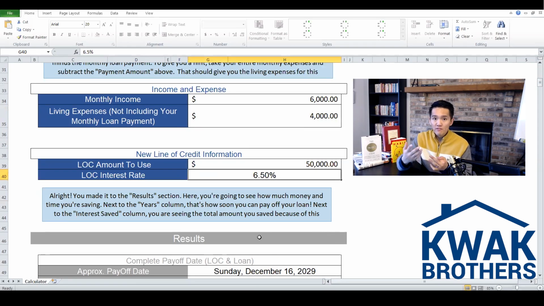This may vary. I've seen a line of credit interest rate as low as 5%. I've seen as high as 12%. Again, this may vary depending on which line of credit product you use. You might be using a home equity line of credit, a personal line of credit, a business line of credit. Whichever line of credit product you're using, you're going to see a varying interest rate. So change that interest rate depending on what you're trying to shop for.